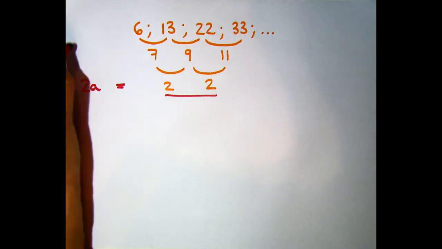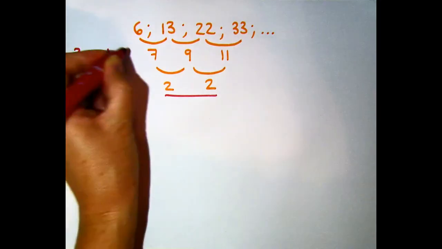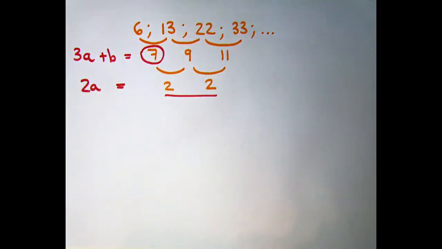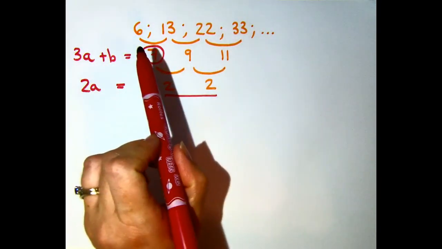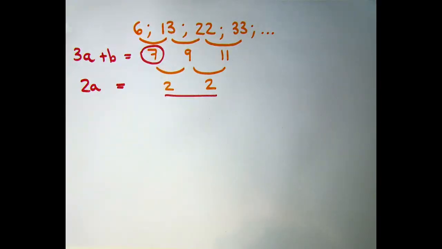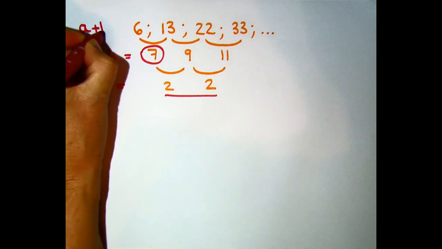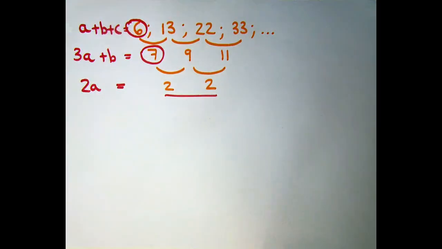The next thing is that 3a plus b equals your first difference. Not any of the others, because they're different to each other, but the first one. And lastly, a plus b plus c equals your first term. You need to memorize these little formulas to be able to do anything from now onwards.